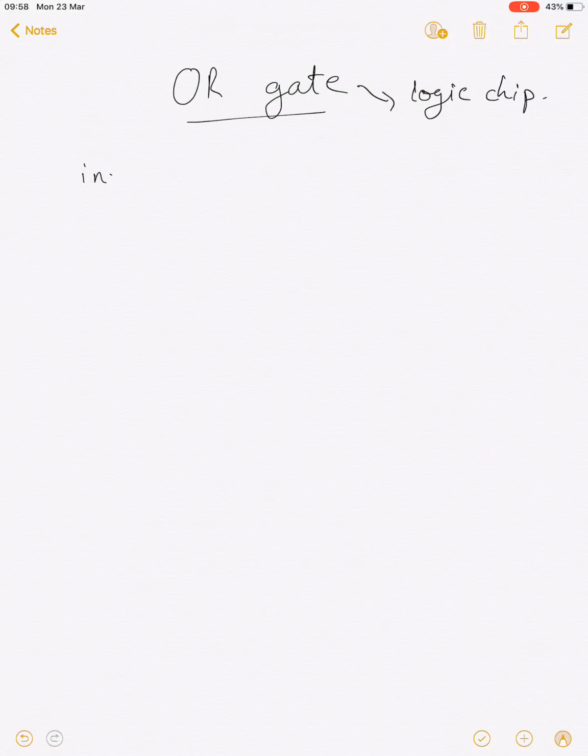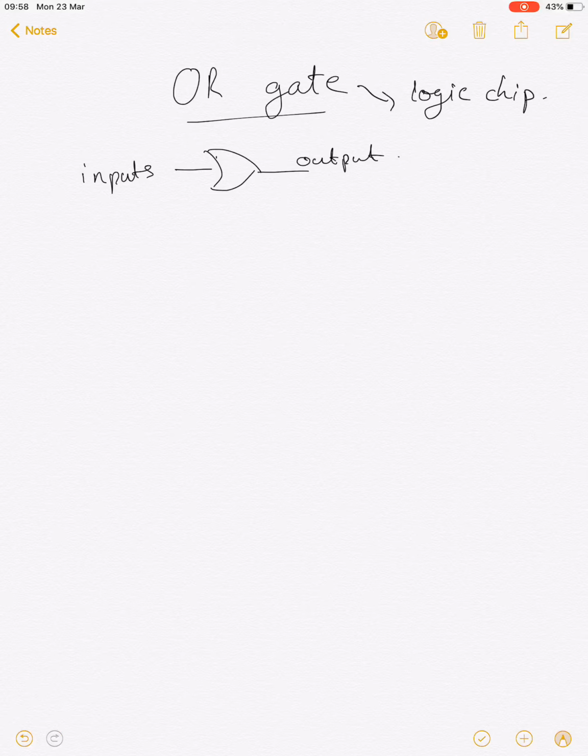Okay, hi. I'm going to do a short video on a logic component known as the OR gate. So first things first, we can say that the OR gate is simply just a logic chip. We will have some kind of inputs. Those inputs go into this gate. And now we have some kind of output.